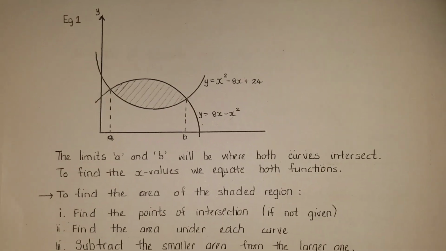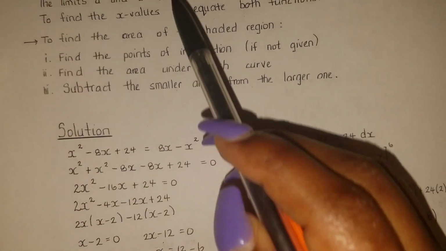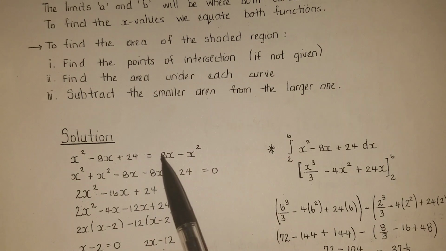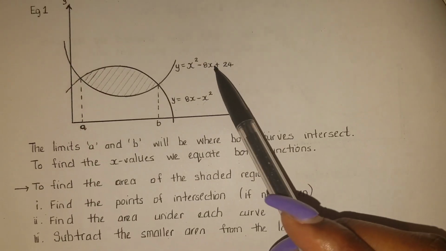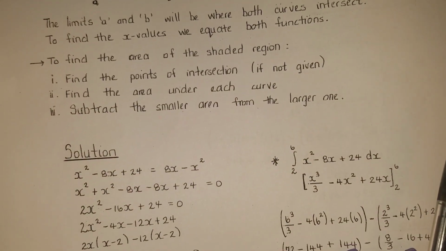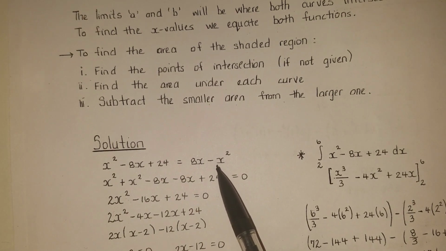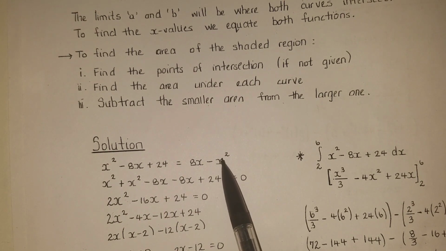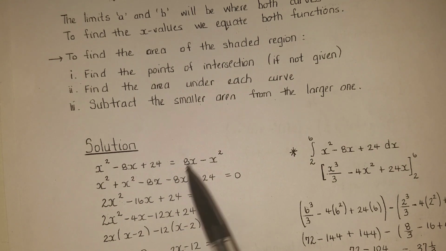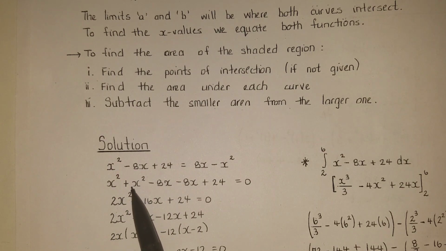Equate both equations. So that gives us x squared minus 8x plus 24 equated to 8x minus x squared. So like I said, we're equating both y equations. So we're solving for x. So this negative x squared comes over as a positive, and this 8x comes over as a negative. So when we group, we have 2x squared minus 16x plus 24. And this, we're going to solve the quadratic to get the values of x.